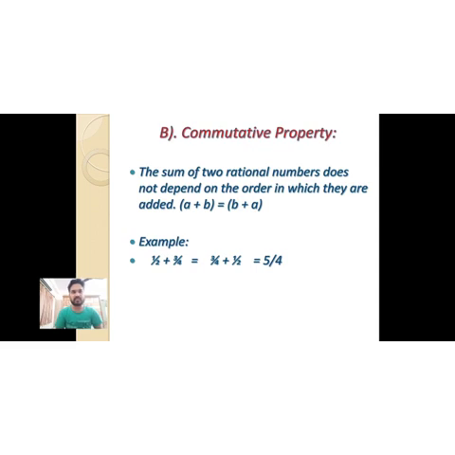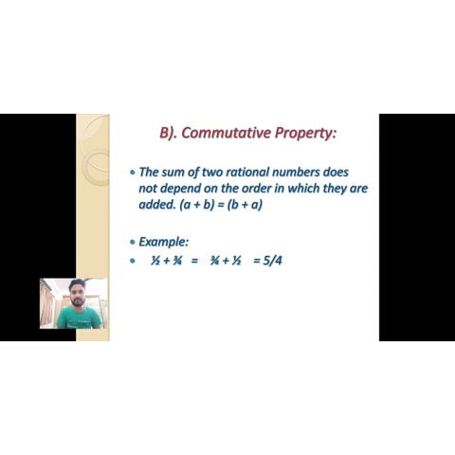Now the commutative property. The sum of 2 rational numbers does not depend on the order in which they are added. Whether we add 2 plus 3 or 3 plus 2, the final answer is 5. So there is no dependency on the place of rational numbers in addition. In whatever manner we add, the final answer is the same.